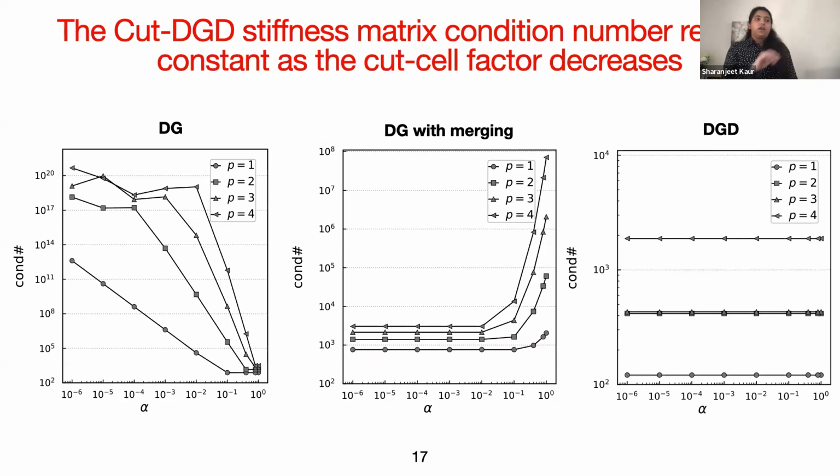And we suspect maybe this is where the criterion for whether to merge with the neighboring element or not becomes unclear. And finally, here we have DGD, where the condition number remains constant as we decrease alpha from 1 to 10 to the minus 6. And note that we are using different y scales for all three cases.